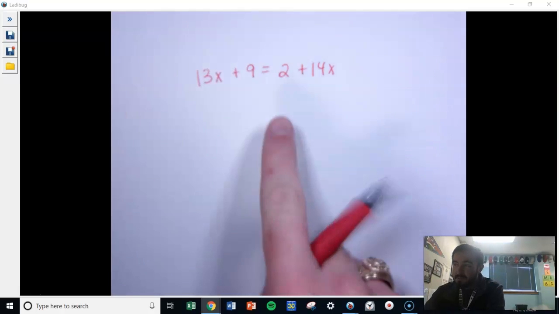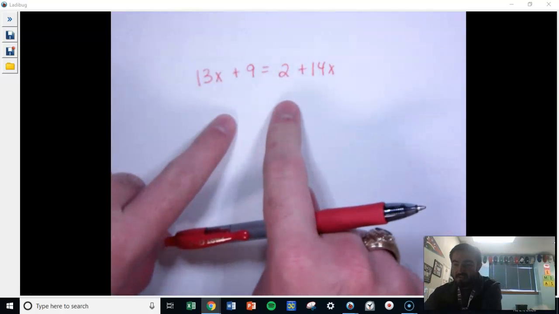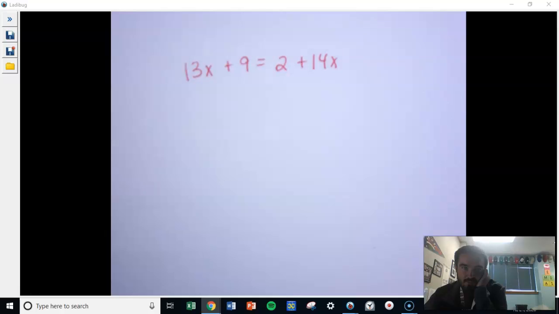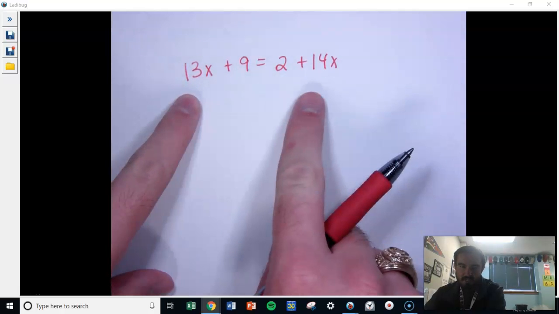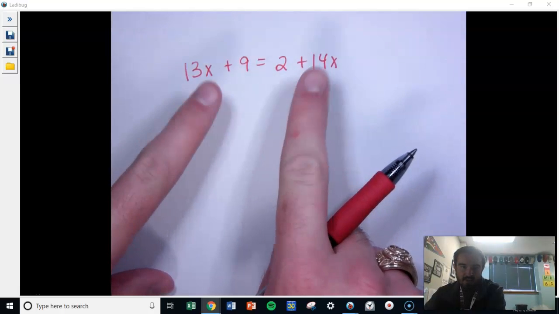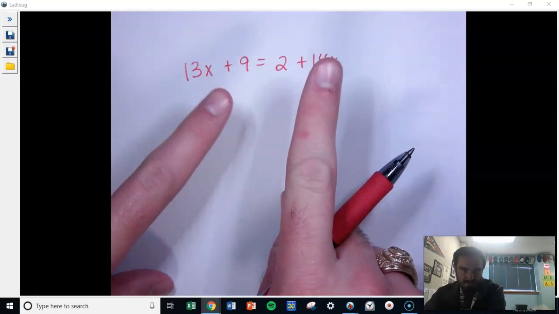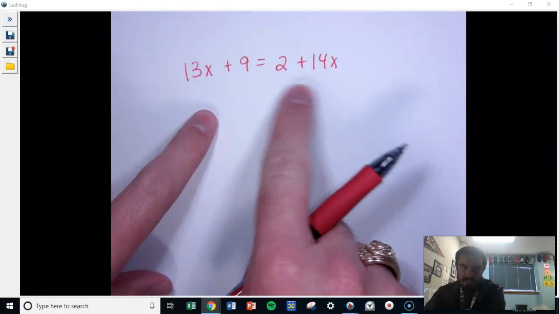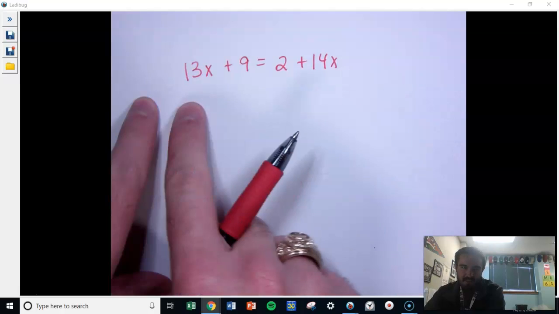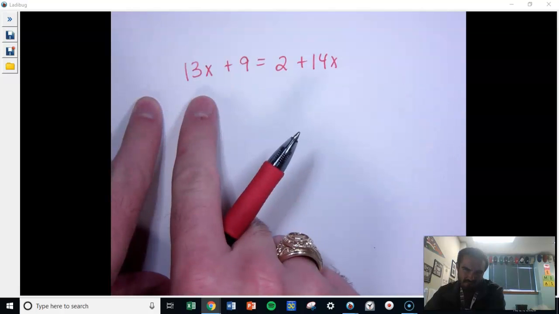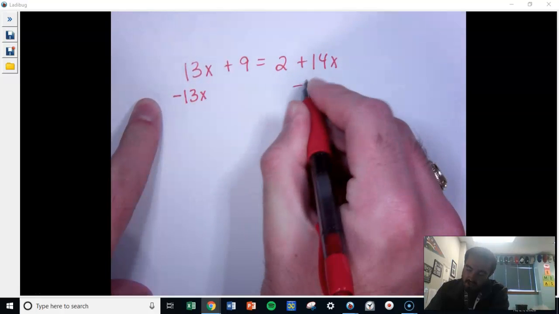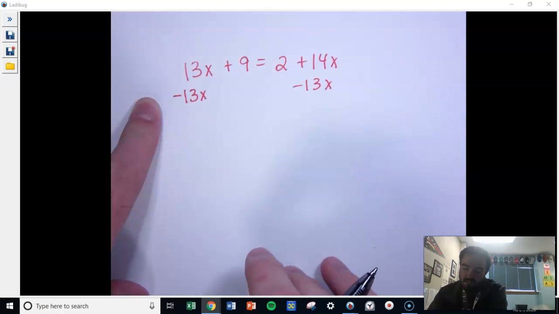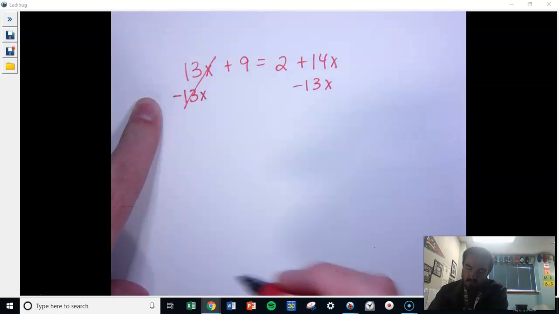Okay. Now, some people freak out and they're like, oh my goodness, there are x's on both sides. What am I supposed to do? Well, we either need to subtract 13x on both sides or subtract 14x on both sides. I like to do the thing that keeps things positive. If I subtracted 14x on both sides, I would end up with a negative over here. I don't want that. I'm going to keep things positive, so I'm going to subtract 13x on both sides. You totally could have subtracted 14x on both sides. It's no big deal, but I like this.